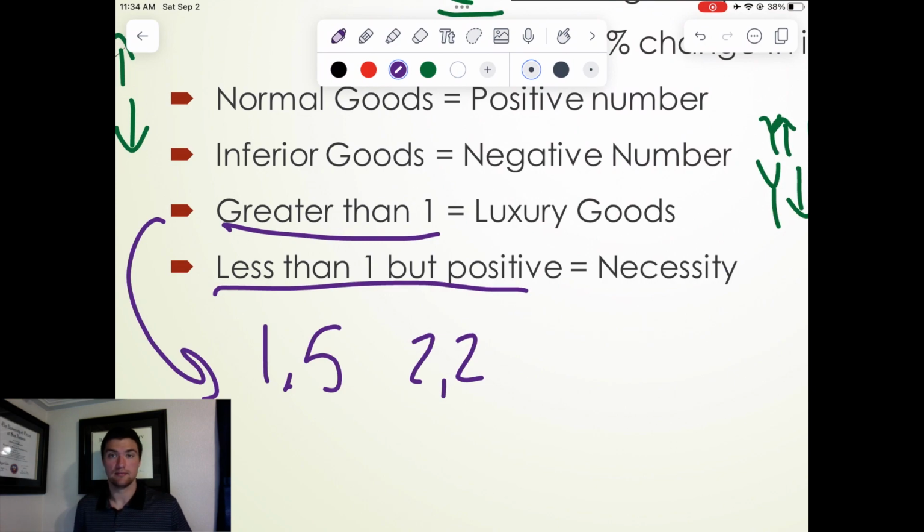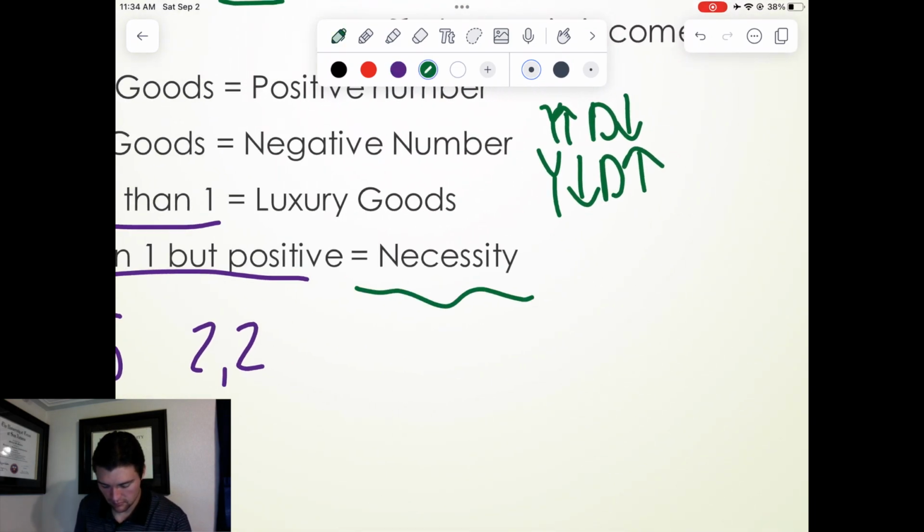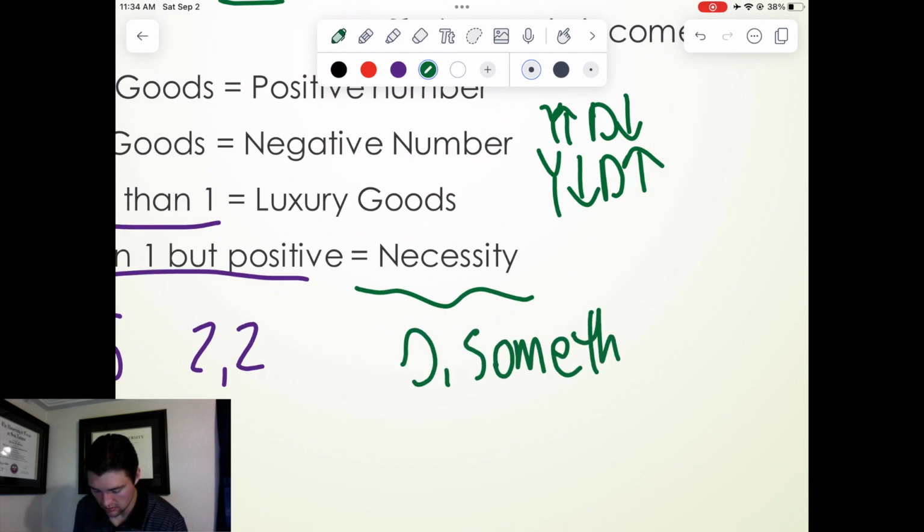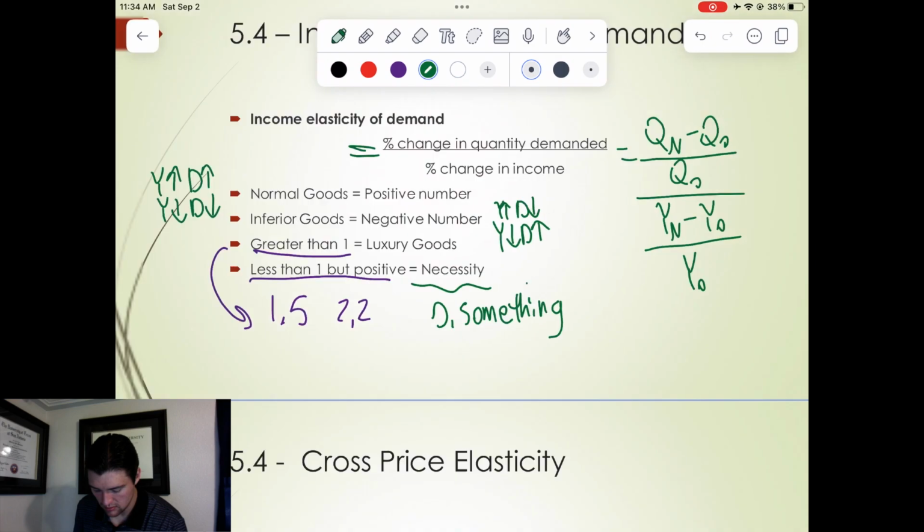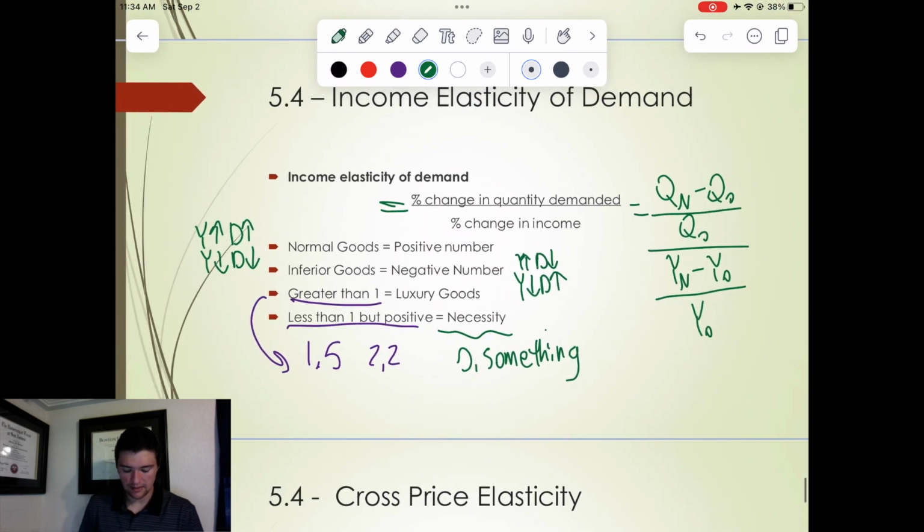That's a necessity because it is a normal good, something that you normally buy, right? So if you buy more of it because of your income, normal good, and you having a smaller change, that's going to be a necessity. So 0 point something, that's a necessity. Okay, and that's how we calculate income elasticity.